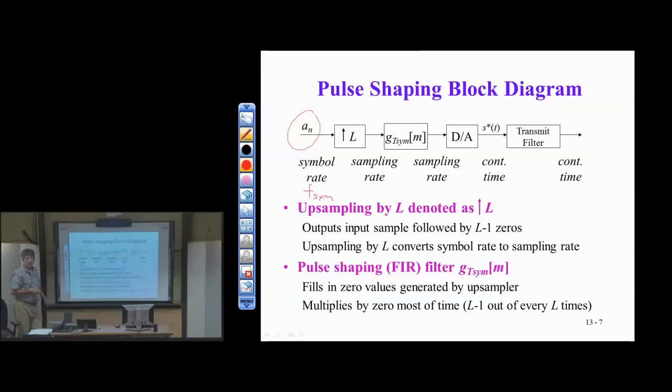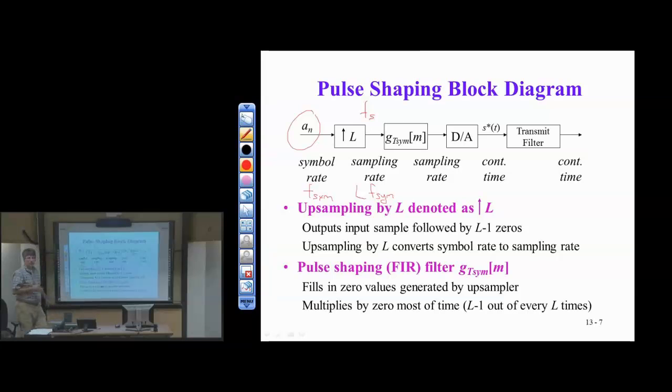I want to pass it through an upsampling filter. The upsampling filter increases the rate. The new rate on the output of the upsampler is higher because I have L times as many samples as the input. I increase the sampling rate by a factor of L, and this is equal to the sampling rate.